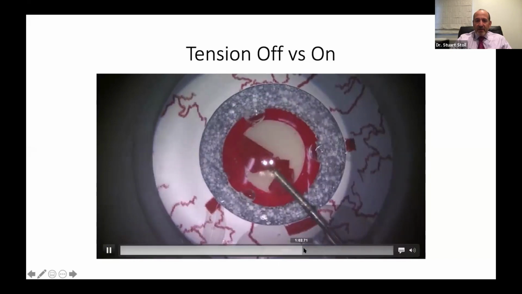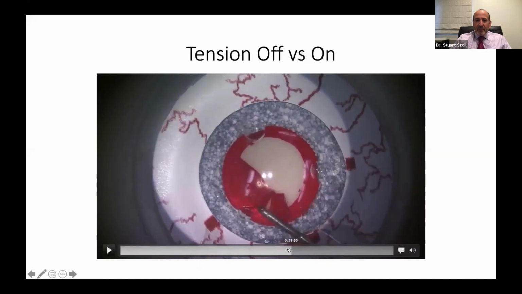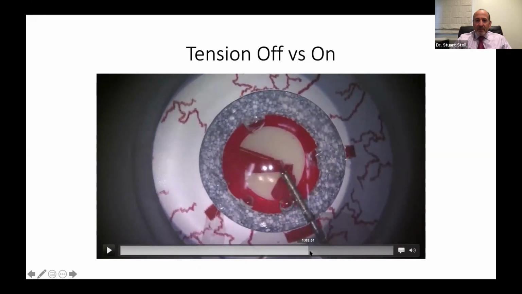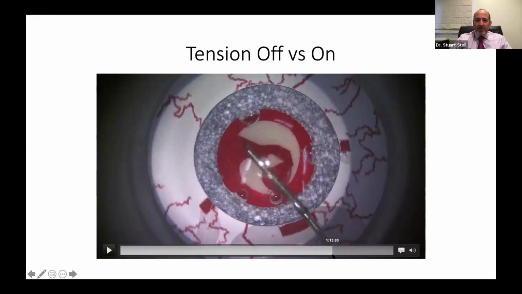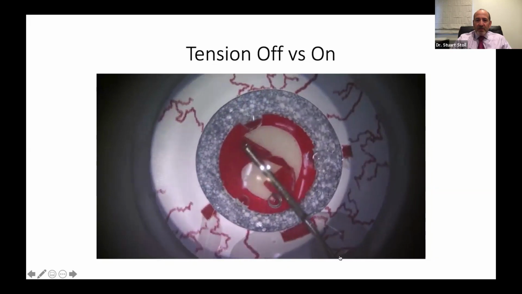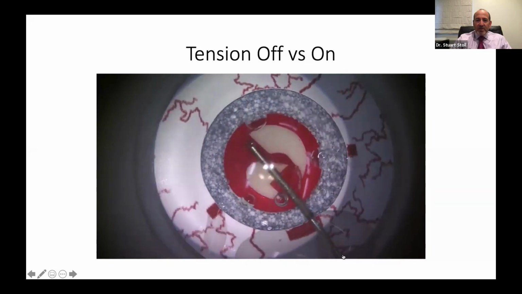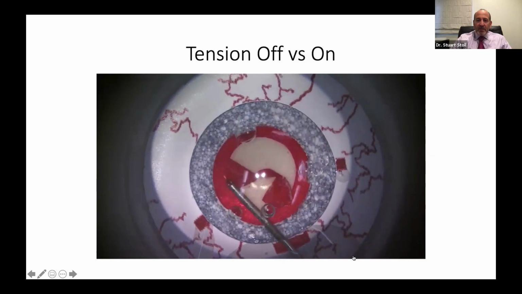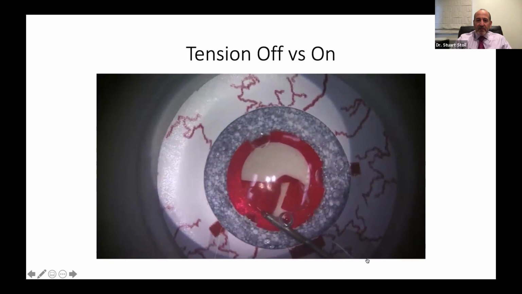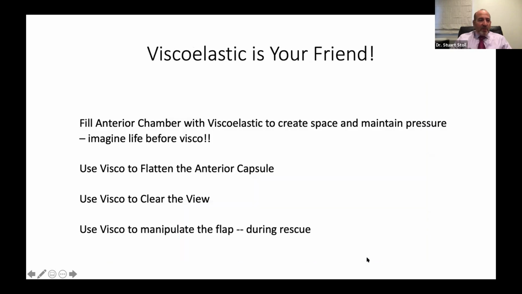Let me just see if I can show you in slow motion here and back and forth. So let me get to right here. So here we are. So tension off. This is tension off. Look at all that manipulation because the forceps tips are near the point of propagation. But once we go tension on, we fold it over. Right there, tension is on. And now any further movement is going to create propagation of the tear, like that. Remember, viscoelastic is your friend. You're going to fill the anterior chamber with visco to create space. Can you imagine what life was like before viscoelastic?